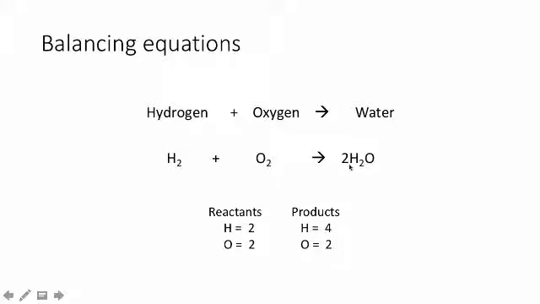Once we add the coefficient, we then have to change the number of atoms in our lists. So we've increased the number of hydrogens to 4 because 2 times 2 is 4, and we've increased the number of oxygen to 2 because there are 2 molecules of water, which means there are 2 oxygen atoms. You can see now that the equation is still not balanced because we have an excess of hydrogen on the product side. So we need to increase the hydrogen on the reactant side.